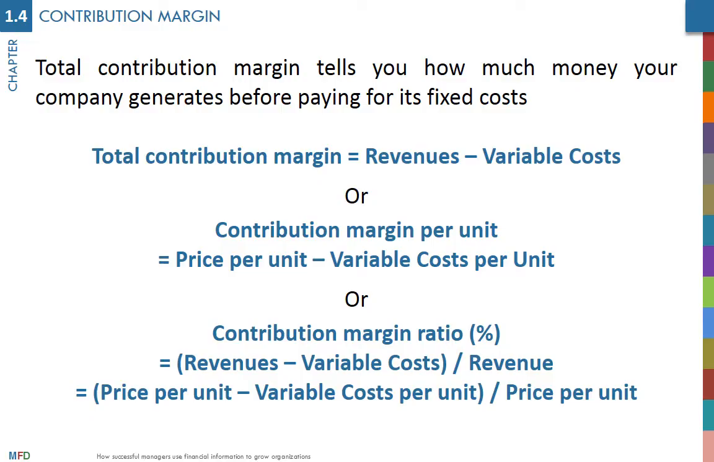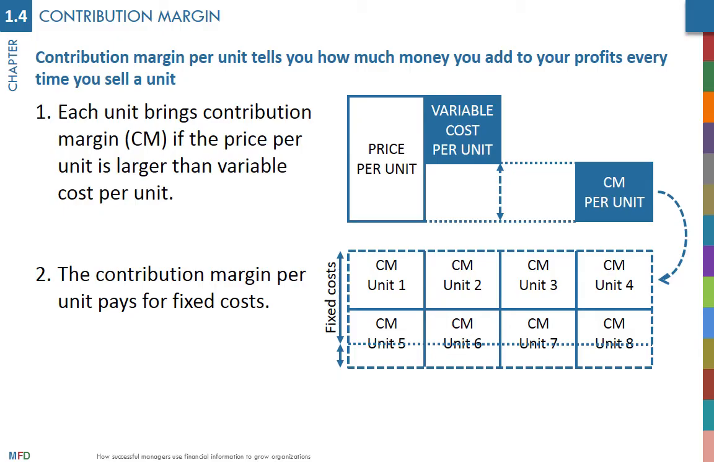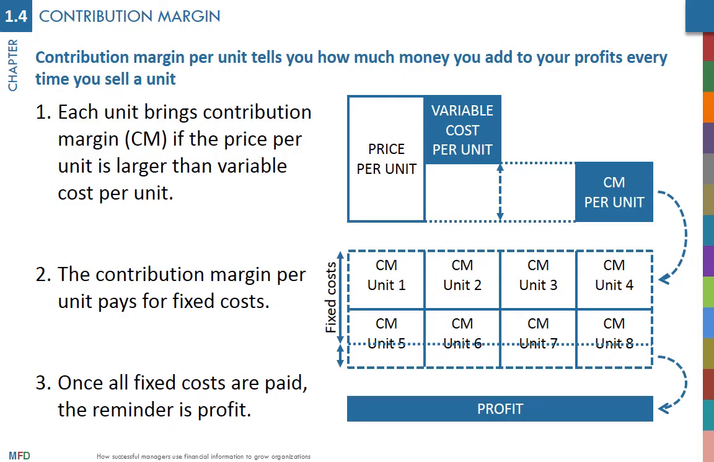Different products have different contribution margins per unit. It is useful to know this information to assess how attractive each product is. The total contribution margin tells you what the company generates before having to pay for fixed costs. On a per-unit basis, it tells you how much money a company adds to its profits each time it sells a unit. This money is used first to pay fixed costs, and, once they are paid, it becomes profit.